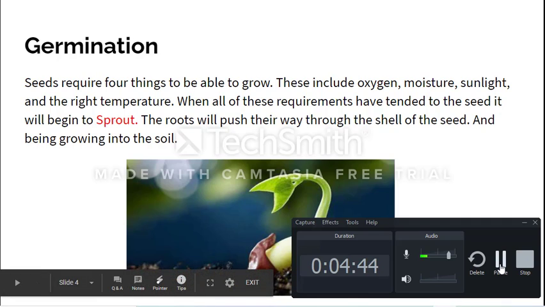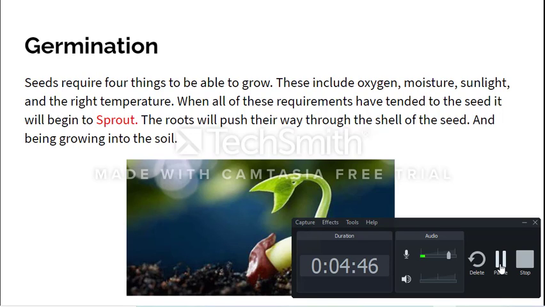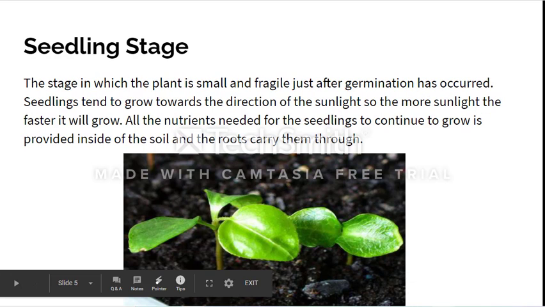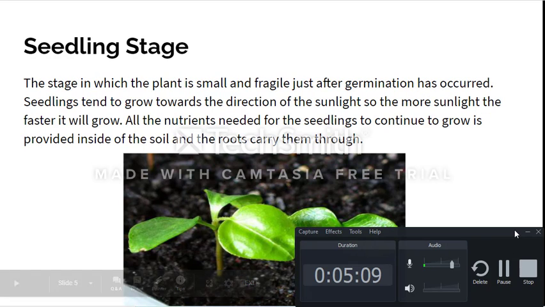And basically what happens is the roots inside of the seed push through, like I just said, the shell of the seed, making their way through. And these will sprout into the roots that you will usually see under the dirt. If you pull the plant up, you will always see the roots. So those are the first things that grow out of the plant. The next stage of the plant life cycle is the seedling stage.